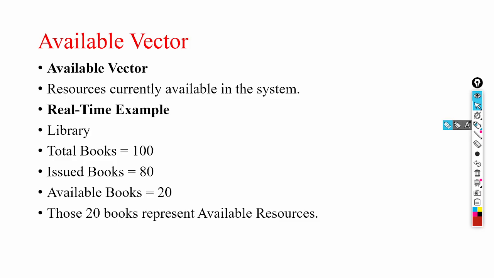The next one is the available vector. The available vector represents the resources that are currently free and ready for allocation. Available vector is nothing but the free resources. They are ready for allocation. These resources are not allocated to any process.